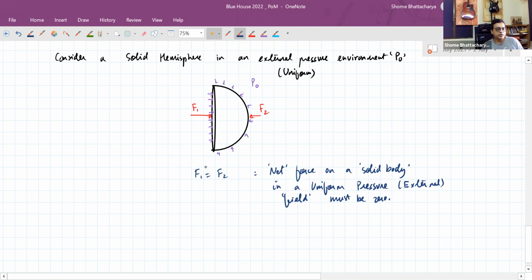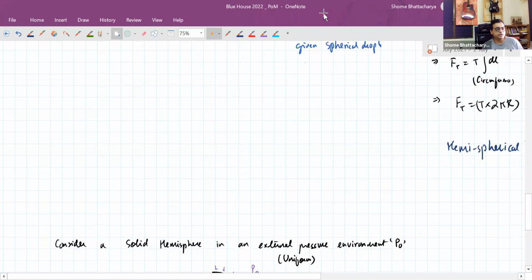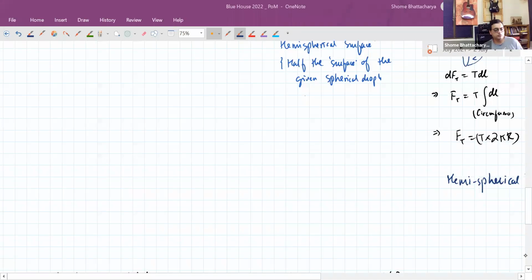So now you can see that this force is P naught into pi r square, and this force was obtained by surface integration on the hemispherical surface. So instead of doing that surface integration, we can just show by logic how it is equal to this quantity.